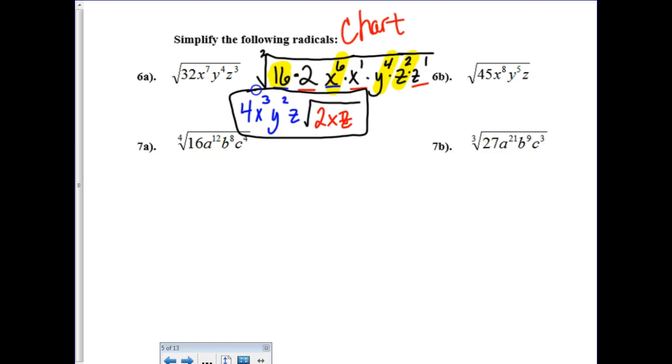All right, I know those are pretty challenging, so give those a go. I'm going to leave the b's for you to do on your own and check the answer key to make sure you're okay. So this next one, be careful. We have a 4th root this time, so make sure you're looking in the proper list.